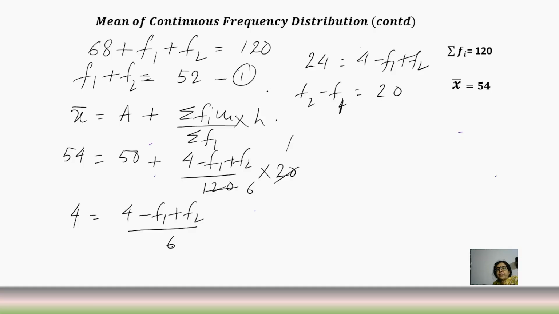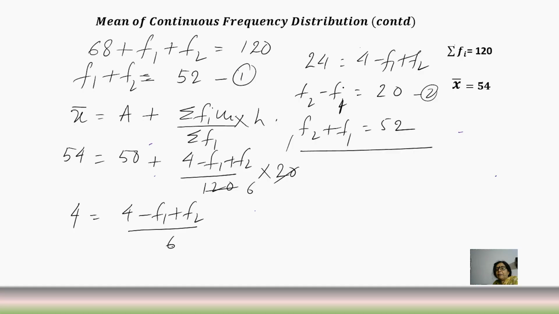Now we take the first equation. This is my second equation. Now we have got two equations here. So simply write the second equation below the first one. This is equal to 52. And find the values of f1, f2 by any method of calculation of x and y, say in the linear equations that we have learned.